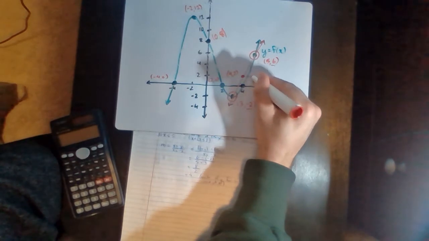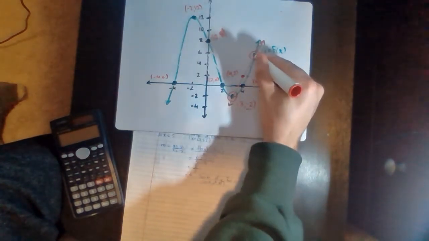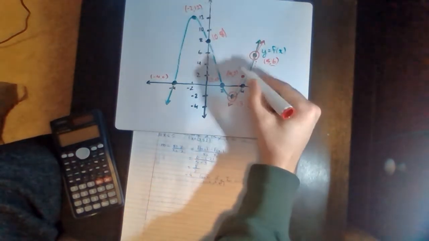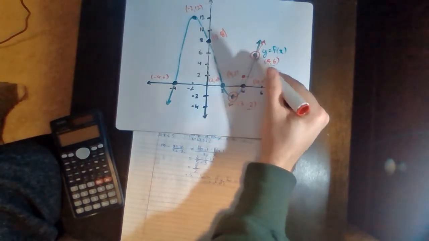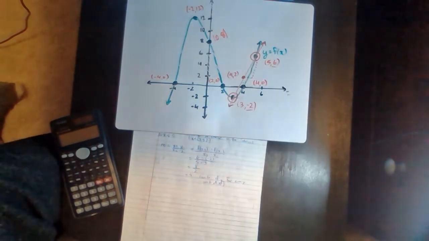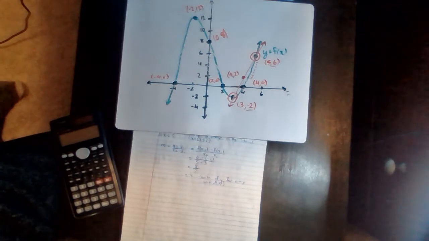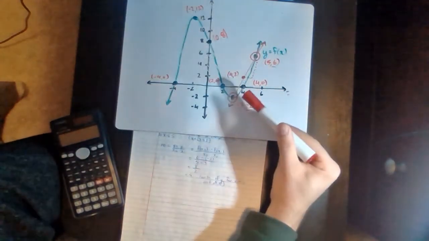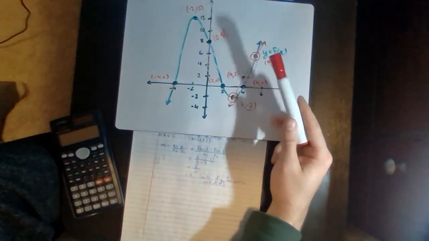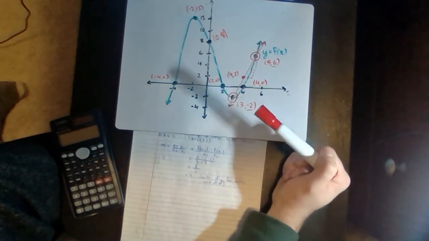And then we go over 1 unit in the x, and we go up 4 units in the y. We go 2, 3, 4, 5, 6. We go up 4 units to 6. And the average rate of change from x equals 3 to x equals 5 is 4.